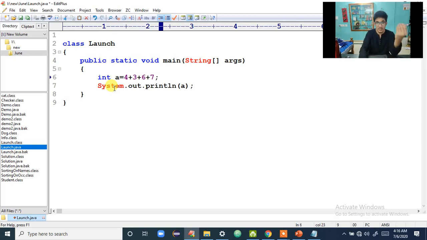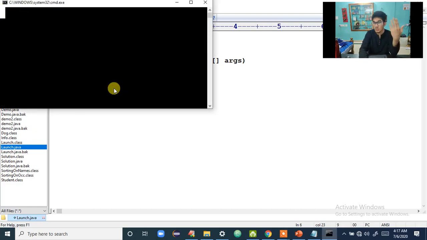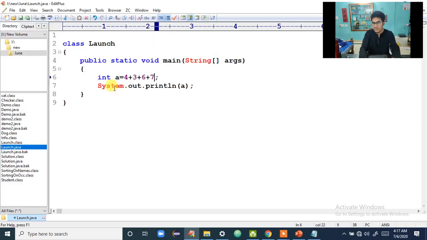4 plus 3 is 7, 7 plus 6 is 13, 13 plus 7 is 20. So you will tell 20 is the answer, right? So this is what you thought, right? But what is actually happening there? What is happening is, what you are thinking, the same thing is happening in the compiler also.